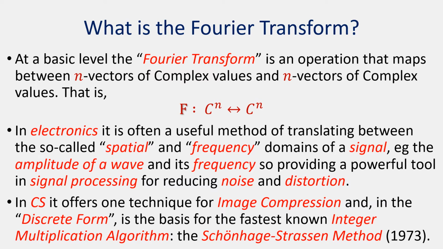In computer science, however, it is also one technique for carrying out what is called image compression. In a particular form called the discrete form of the Fourier transform, it's the basis for what is currently the fastest known method for multiplying two integers together. So this is a technique called the Schönhage-Strassen method, which is roughly 50 years old.